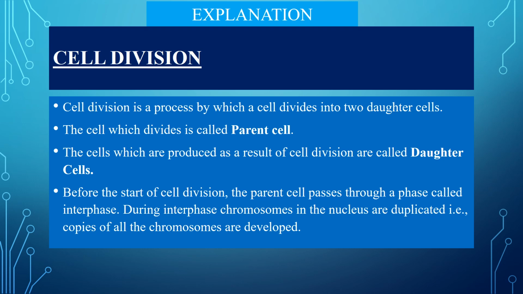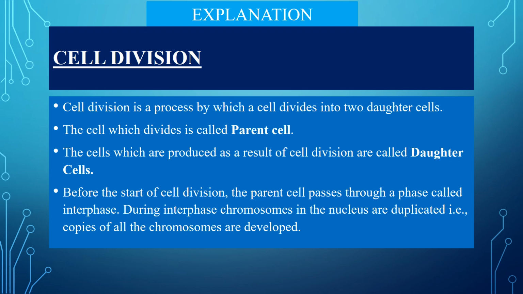So the cell which divides is called the parent cell, and the cells which are produced as a result of cell division are called daughter cells. Clear? So in cell division, the dividing cell is known as the parent cell, and the cells which are produced as a result of that are known as the daughter cells.